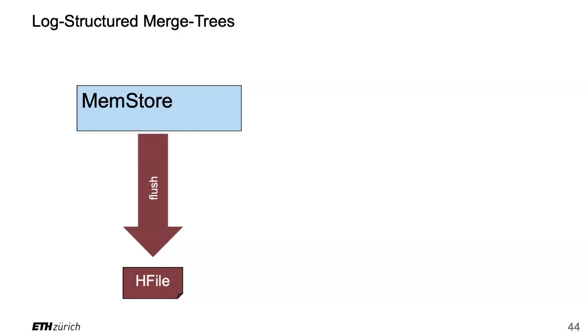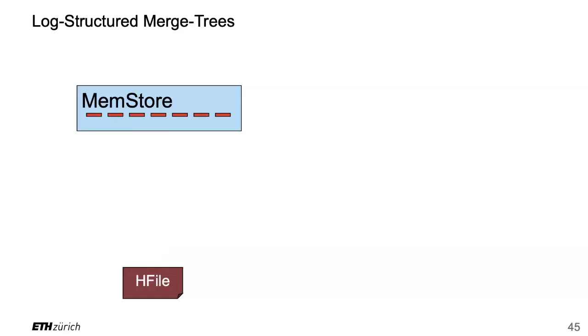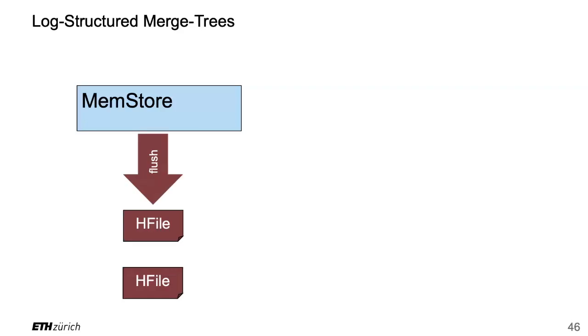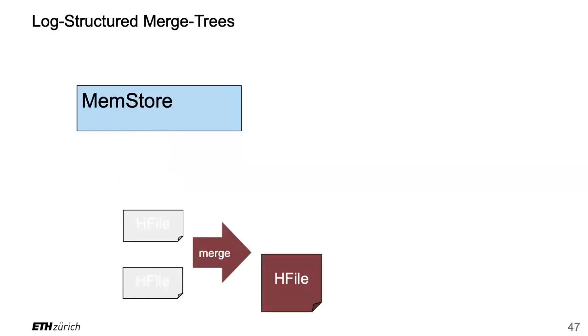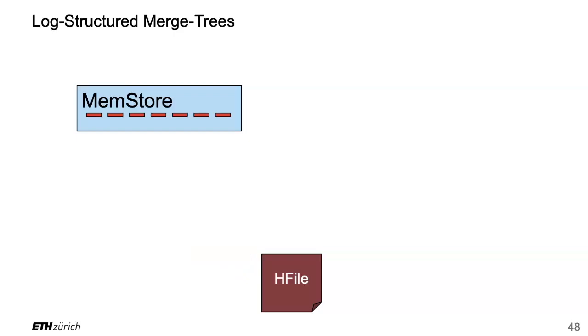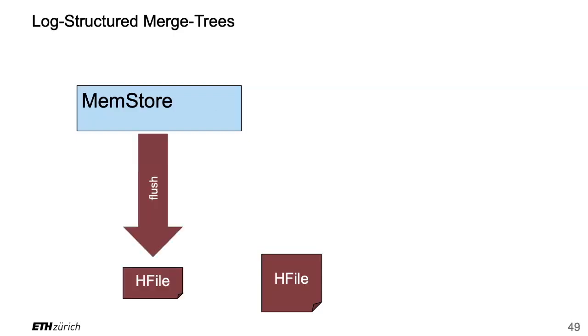Let's see, we fill the MemStore. What happens? We flush to an H file. Now the MemStore is full again, so we flush again. Yeah, so now we get a second H file. Now, 2048, I have two H files. So I merge them, they have the same size, I merge them to a larger H file. Now the MemStore is full again. I have another flush to an H file.